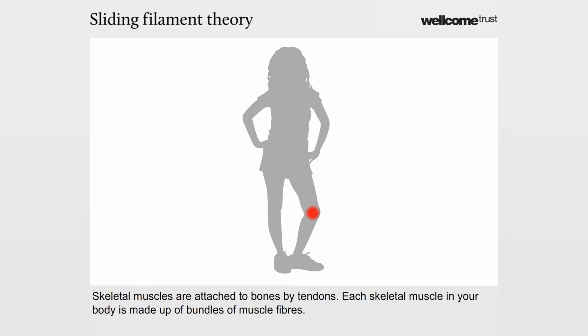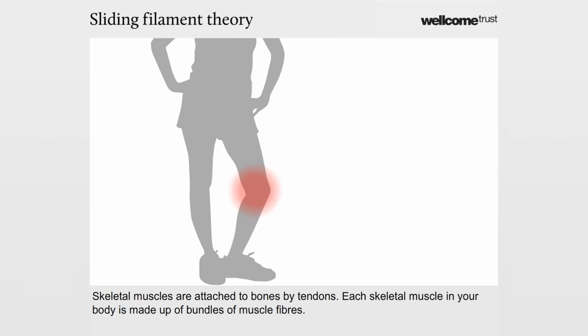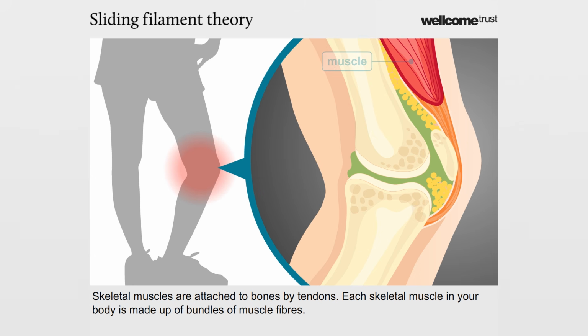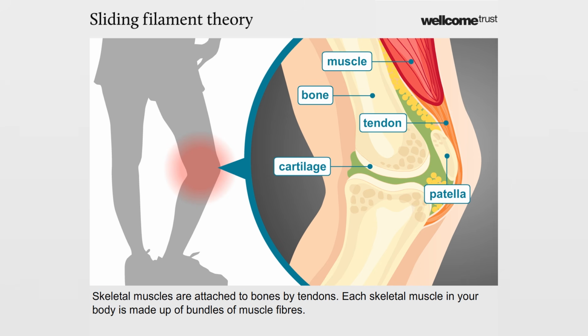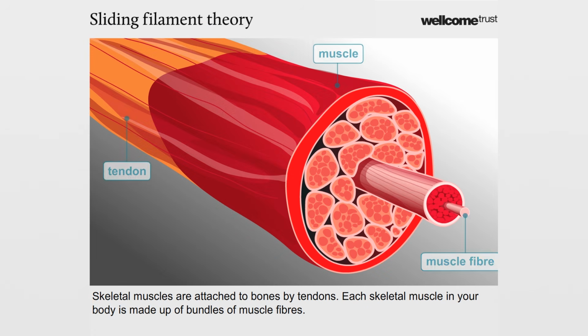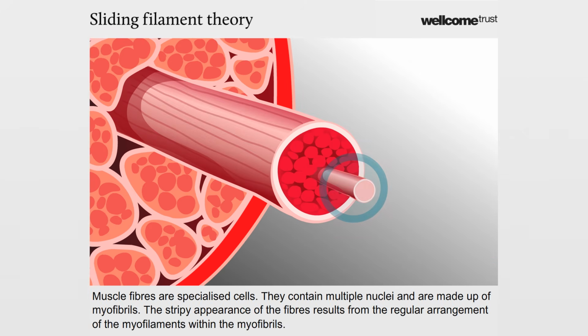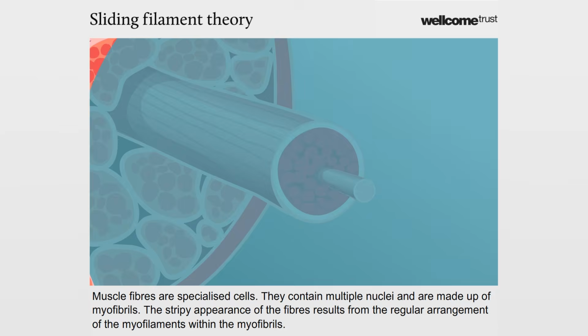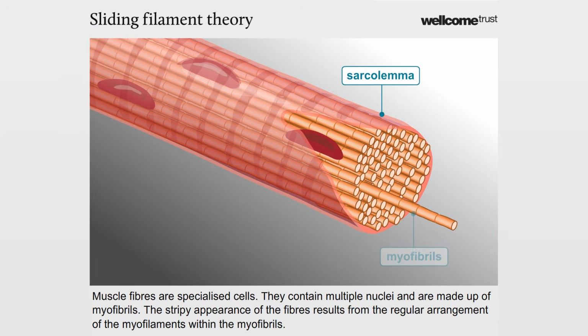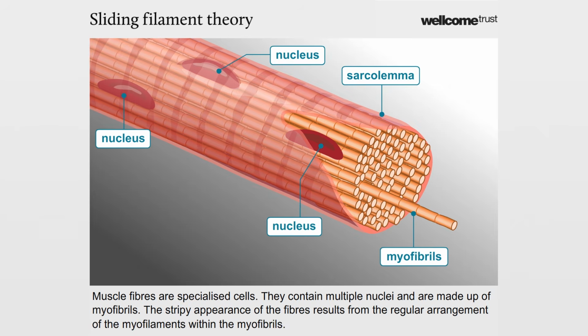Skeletal muscles are attached to bones by tendons. Each skeletal muscle in your body is made up of bundles of muscle fibers. Muscle fibers are specialized cells. They contain multiple nuclei and are made up of myofibrils.